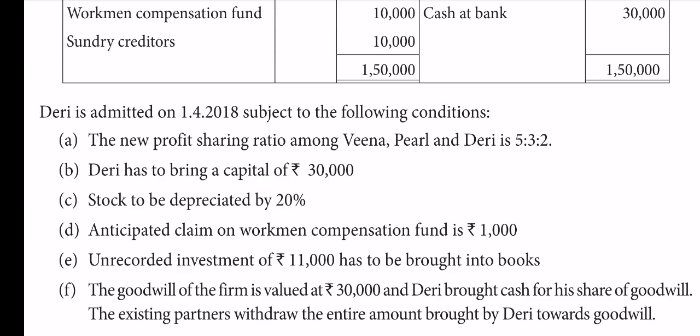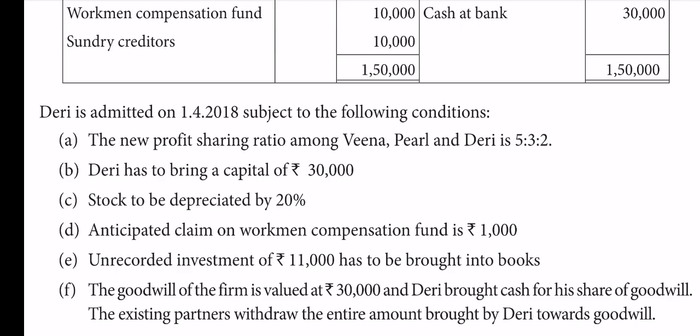Stock to be depreciated by 20%. As we know very well, reduction of an asset is a loss. Put a minus symbol and loss. Then anticipated claim on workmen compensation fund is 1,000. I will explain that more later. That workmen compensation fund we kept last year at 10,000, but now this much is not needed. From next year onwards we need only 1,000. How to treat it, I will teach later.